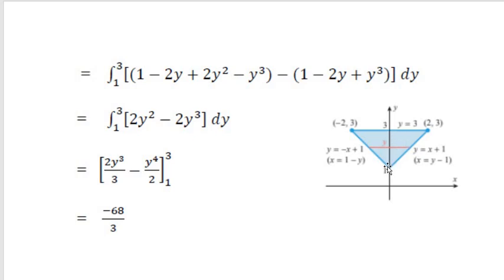So split this into two regions, say R1 and R2, and then evaluate over R1, evaluate over R2, and then add the two answers. So in that way we can evaluate this by considering region as a type 1 region. But when we consider this as type 2 region, there is no need to divide the region into two, since y limits are from 1 to 3 and x limit, you can see that x limit is from minus x plus 1 to x plus 1.